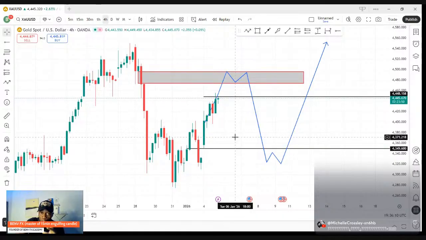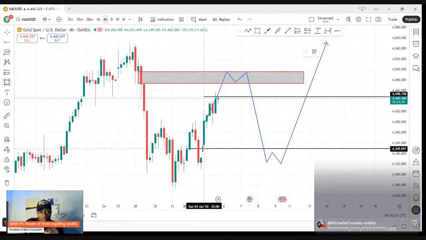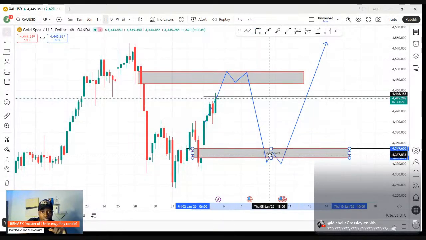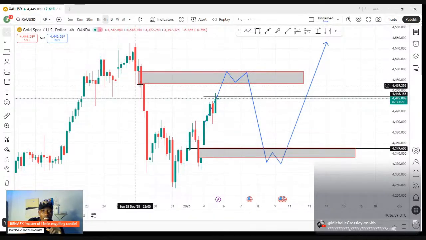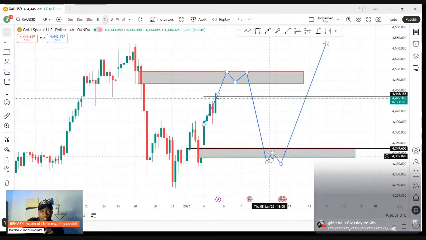So these are the two key major areas that I'm looking out for. This is it here, this particular fair value gap. Until the market fills this particular fair value gap, there's no way the market will go and create another all-time high. You guys should mark my word. And there's a fair value gap here. If the market manages to reach this particular fair value gap, then it will form something like an M pattern on the lower time frame, then break to the downside and fulfill this particular promise.